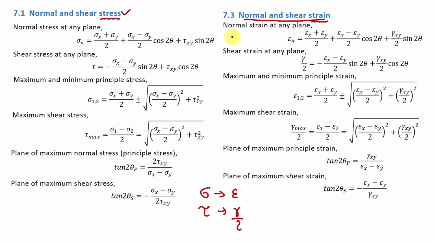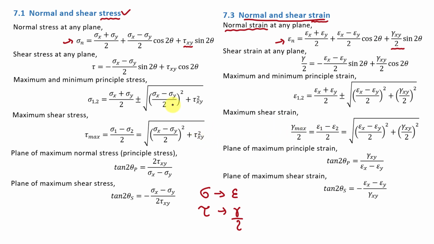For example, if you want to find the equation of normal strain at any plane, then you have to put sigma is equal to epsilon here and tau is equal to gamma by 2. So here this equation will become this. Here sigma n is epsilon n, this sigma x plus sigma y by 2 is epsilon x plus epsilon y by 2, this sigma x minus sigma y by 2 is epsilon x minus epsilon y by 2, and here this tau xy is gamma xy by 2.